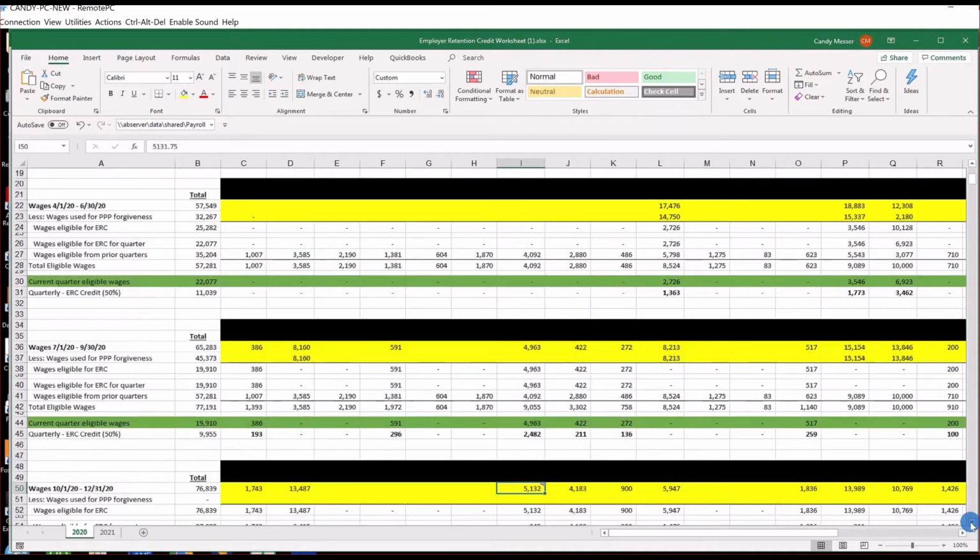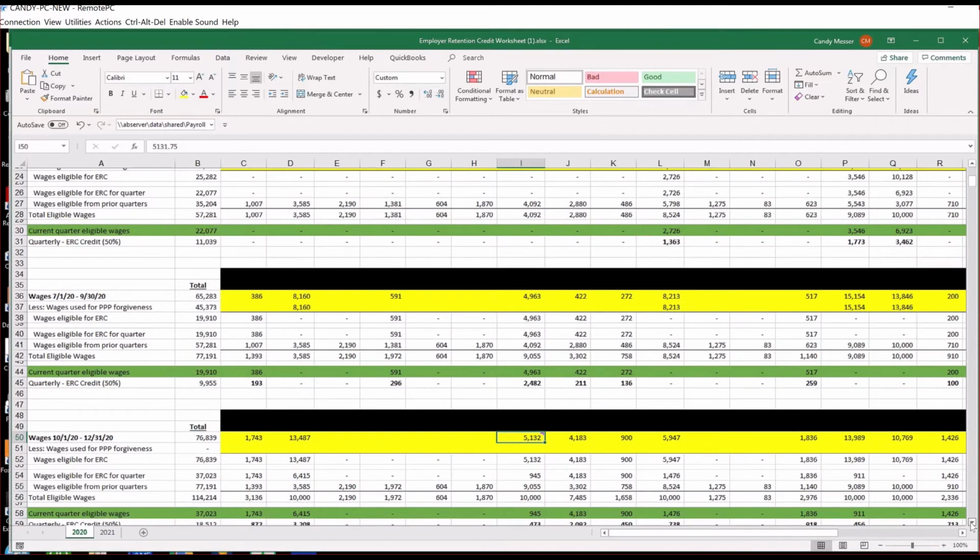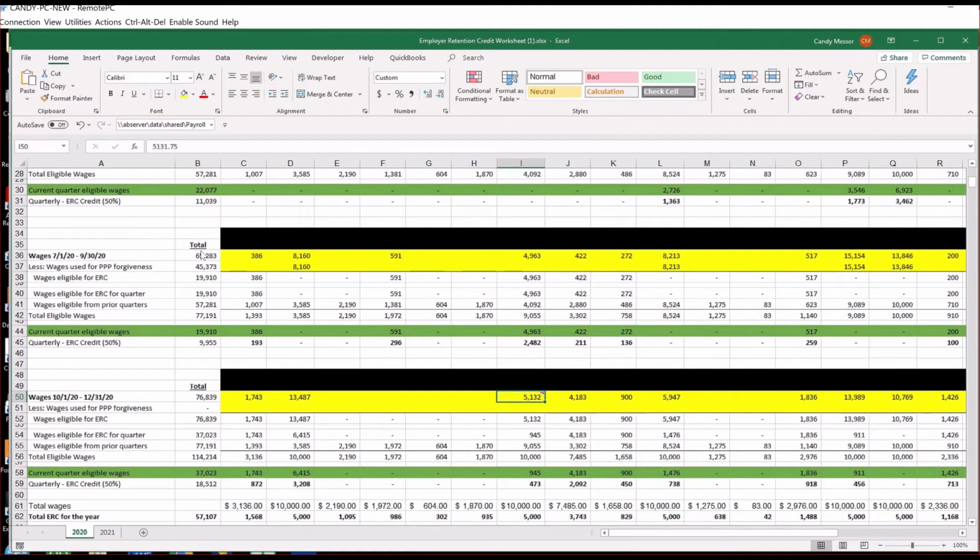Then he has his third quarter wages. Again, he has his total compensation. He has what he's using for his PPP forgiveness and what he has remaining for this quarter's Employee Retention Tax Credit. He's also got a running total of what he'll have in this quarter, wages that were eligible from the prior quarter in the second quarter, including March, and so his total wages so far that he's used.